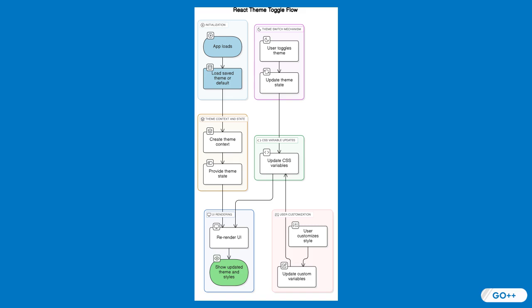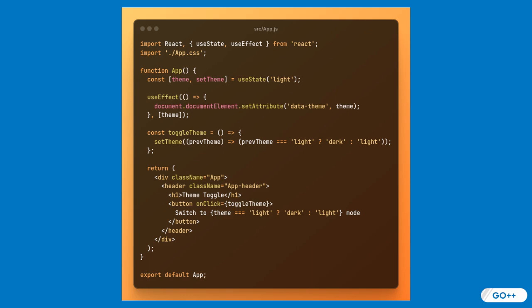However, implementing theme toggles isn't without challenges. We need to ensure cross-browser compatibility, optimize performance to prevent lags, and efficiently store and retrieve user preferences. Understanding these key concepts will equip you with the knowledge to create a dynamic and engaging user interface. Let's dive into the code and see how we can build our theme toggle using React and CSS variables.